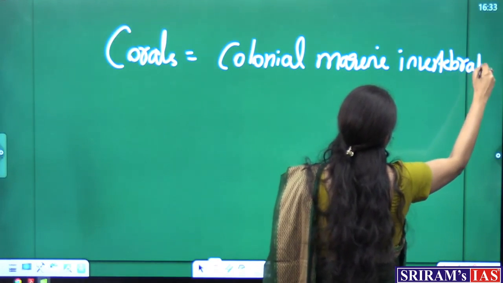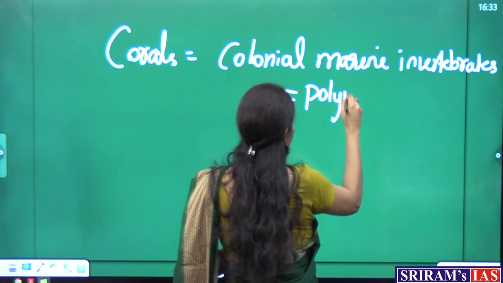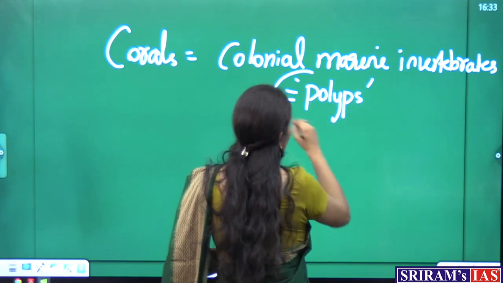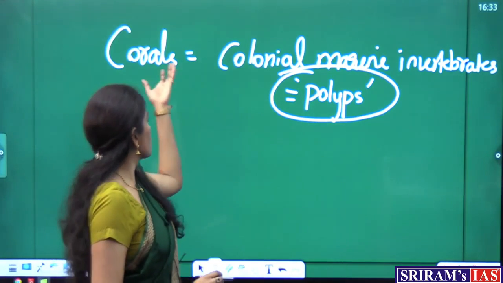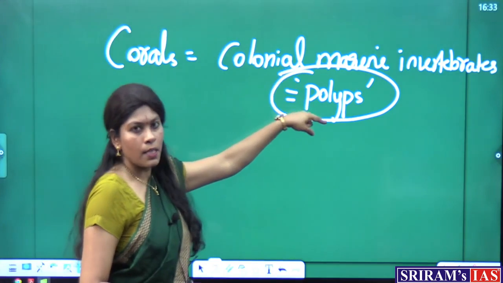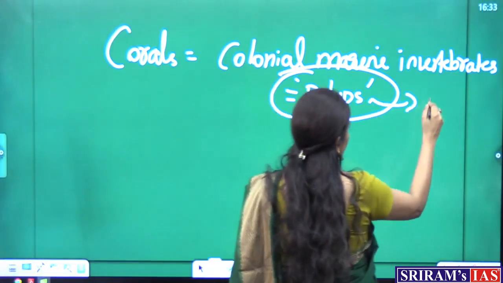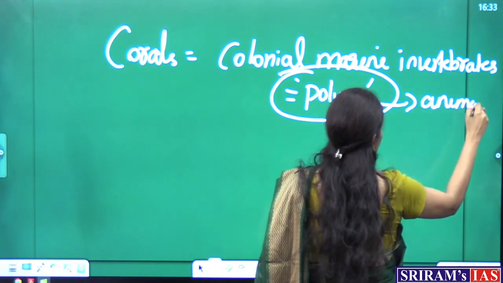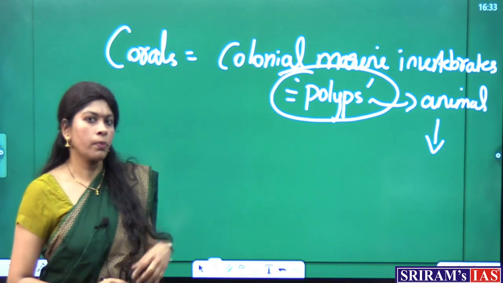called polyps. Actually, they are animals. They go by the name polyp, not coral, but colloquially we call them corals. Corals are the structures constructed by polyps. Polyp is an invertebrate animal which belongs to, I hope you remember, that kingdom.